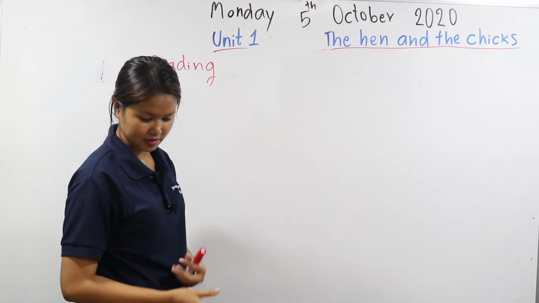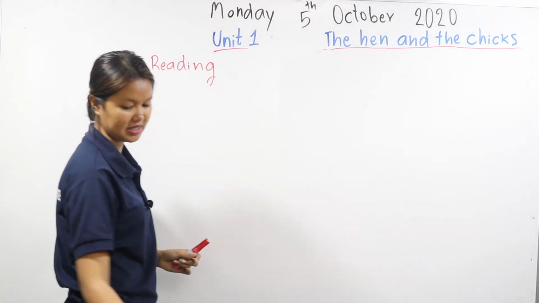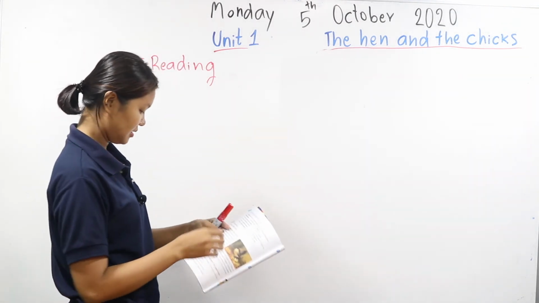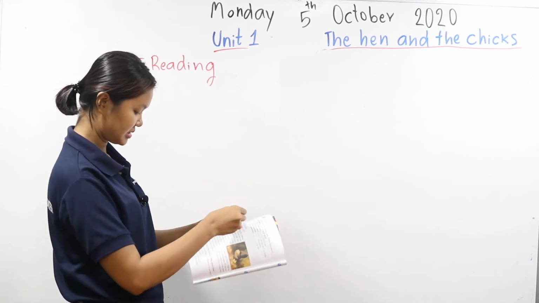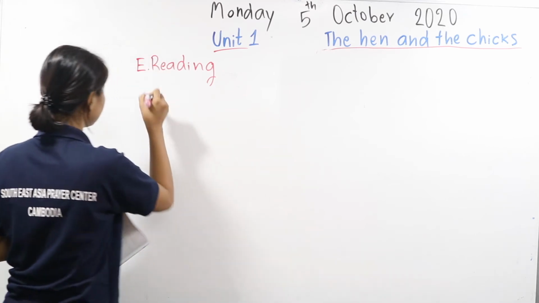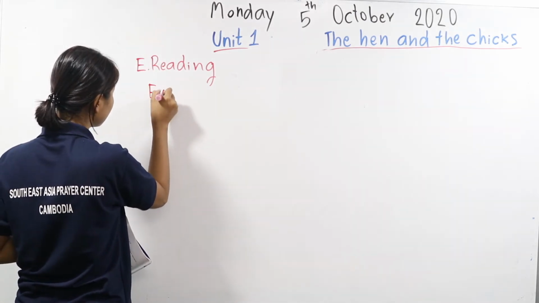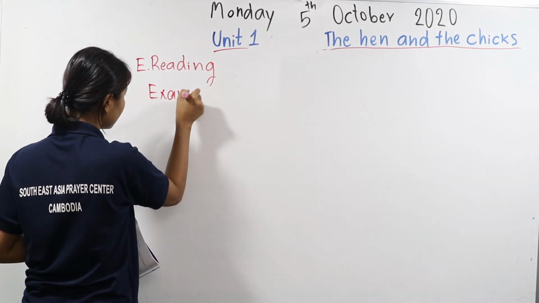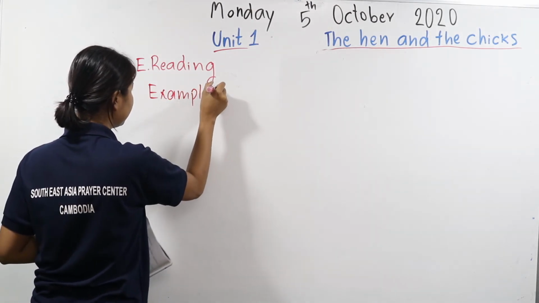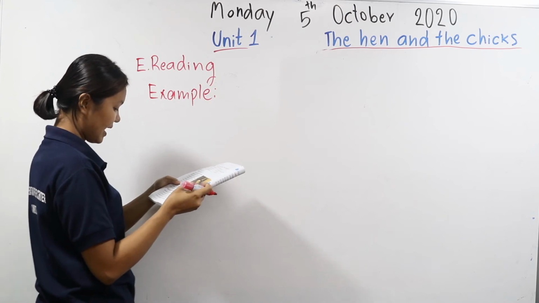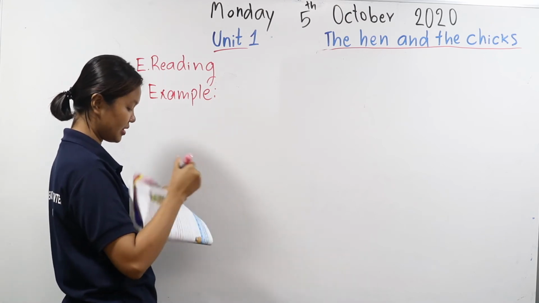Okay, so they said read the text again, and we already read it. So here is the example. Example. How many hens were there?